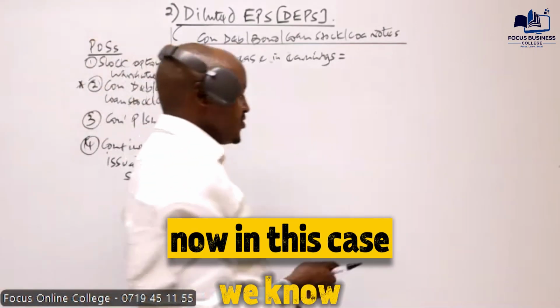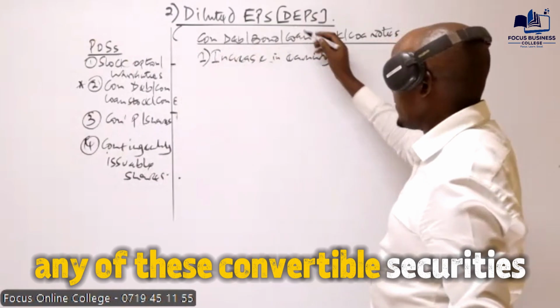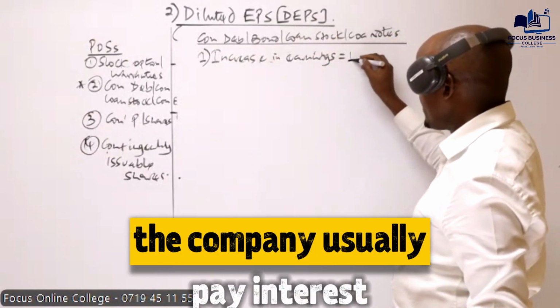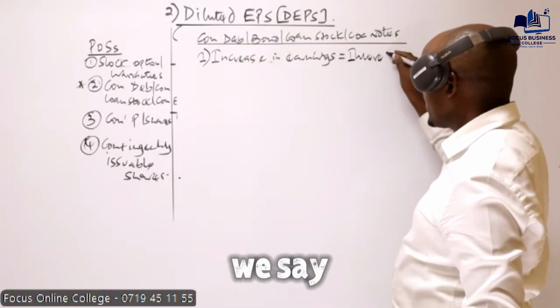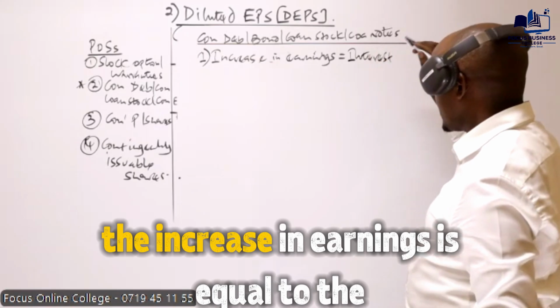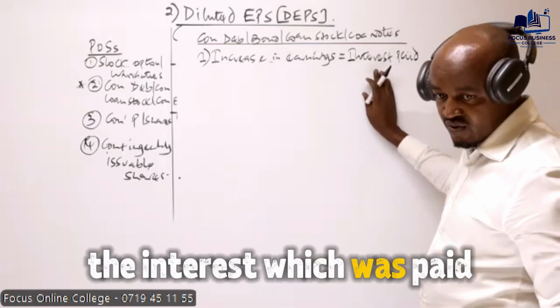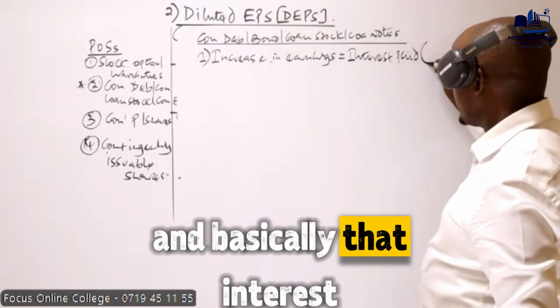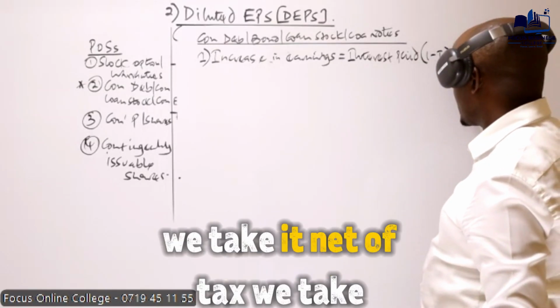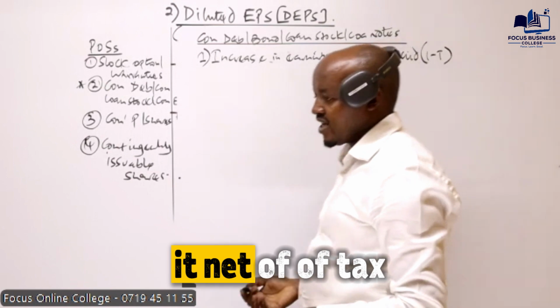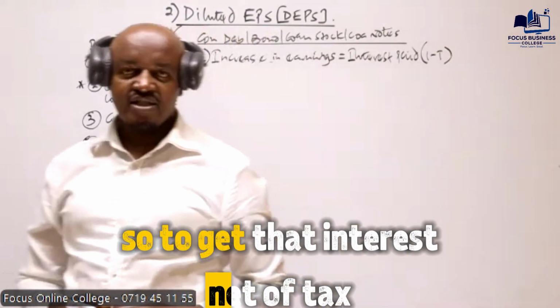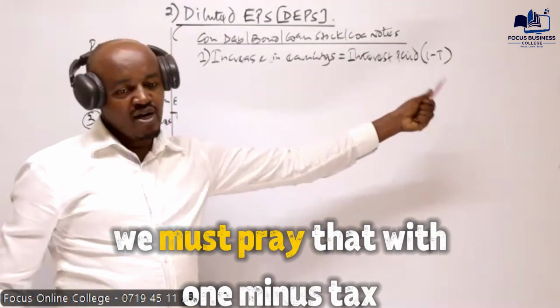Now, in this case, we know if the company has issued any of these convertible securities, the company usually pays interest. So therefore, we say the increase in earnings is equal to the interest which was paid. And basically that interest, we take it net of tax. So to get that interest net of tax, we multiply it by 1 minus the tax rate.